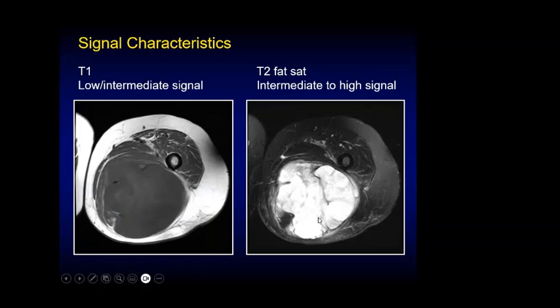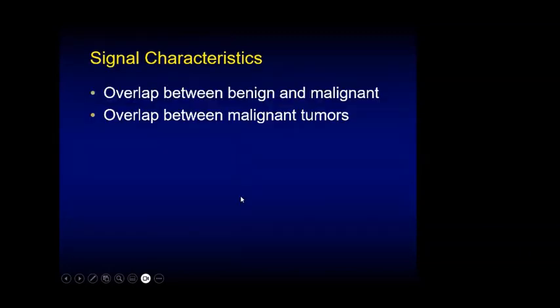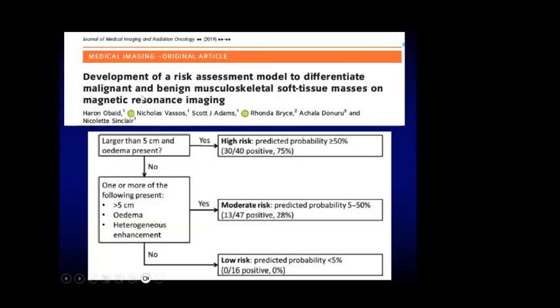So that's really pretty much how soft tissue tumors and sarcomas will look. They will look like this. They are very non-specific. So there's a great overlap in the signal characteristics between benign and malignant, and also within the malignant groups itself. And because of that, we published our article in the Journal of Medical Imaging and Radiation Oncology. And what we did, we used a combination of imaging parameters to stratify them in general into three groups.